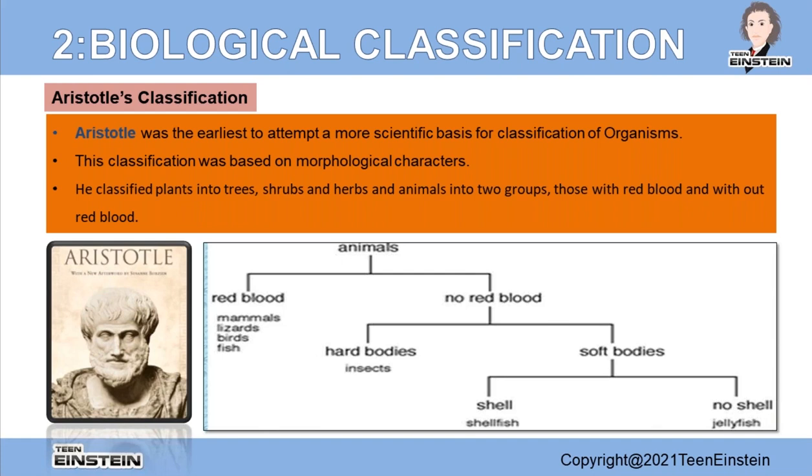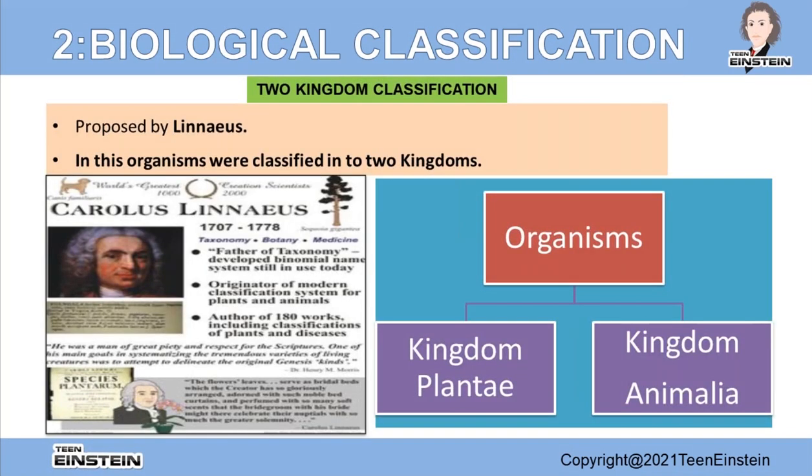He classified plants into three categories. Which are the categories? They are trees, shrubs, and herbs. And he classified animals into two groups. Which are the two groups? With red blood and without red blood. I mentioned only the animal classification, but he classified plants also. He classified plants into trees, shrubs and herbs, and animals into with red blood and without red blood.